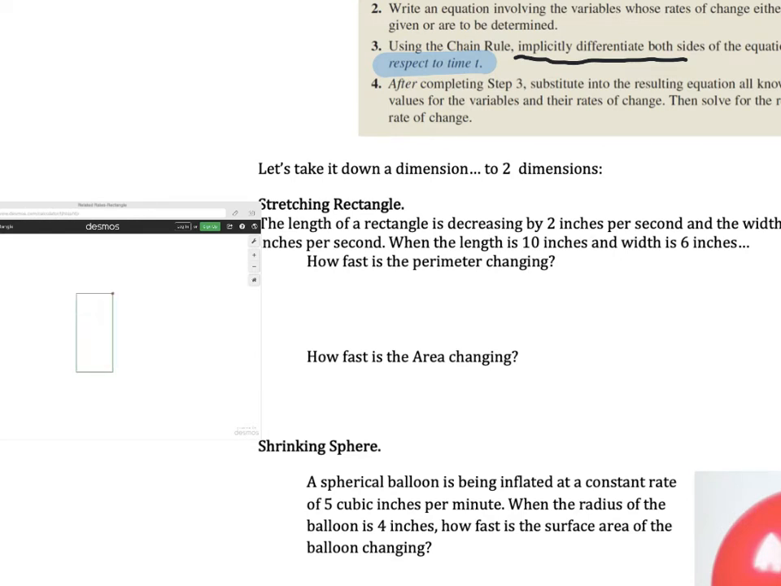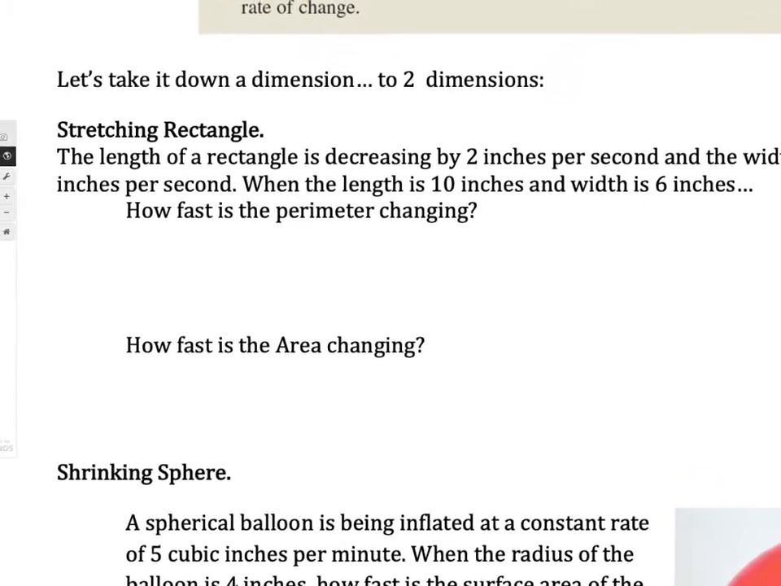So the length and the width, so if this is the length and this is the width, they're changing at different speeds, all right? And as the length and the width change, the area changes and also the perimeter changes, all right? So we want to find out how quickly the area and the perimeter are changing when we have these certain things true. So let's investigate this a bit here.